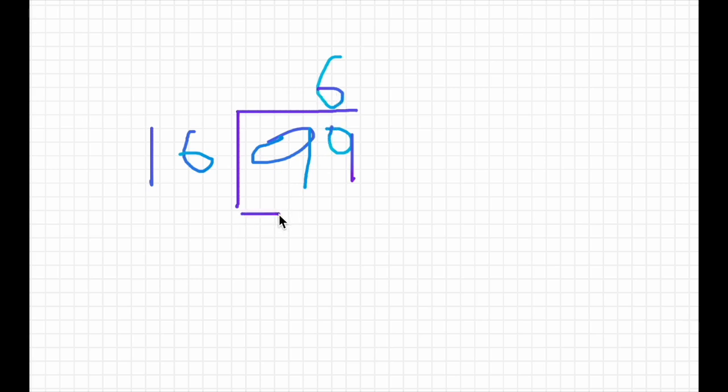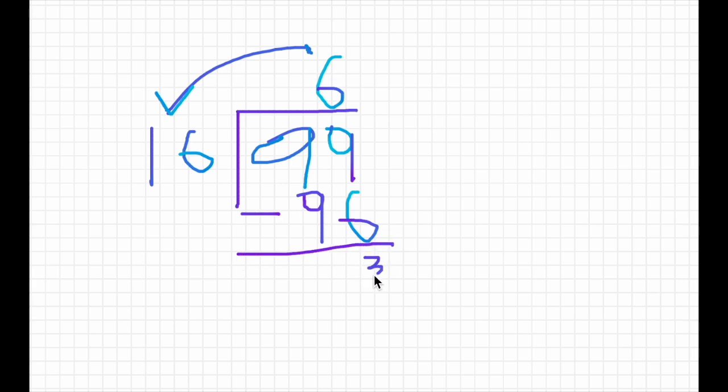So then we just subtract 96, since 6 times 16 is 96. We have 3 left over. So that will be 3 out of 16. So she has 6 and 3/16 servings of blueberries.